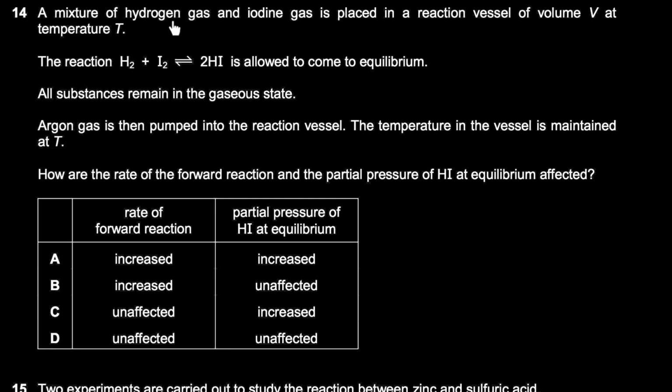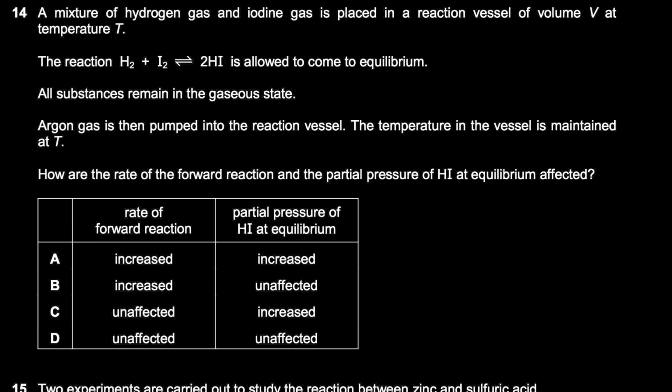A mixture of hydrogen gas and iodine gas is placed in a reaction vessel of volume V at temperature T. The reaction H2 plus I2 reacting to give 2HI is allowed to come to equilibrium. It is a reversible reaction. All substances remain in the gaseous state. Argon gas is then pumped into the reaction vessel. The temperature in the vessel is maintained at T. How are the rate of the forward reaction and the partial pressure of HI at equilibrium affected?